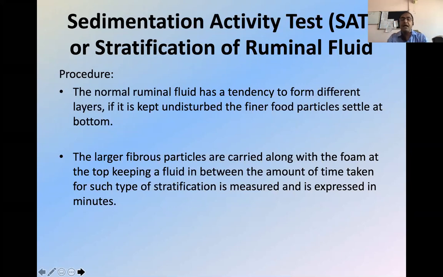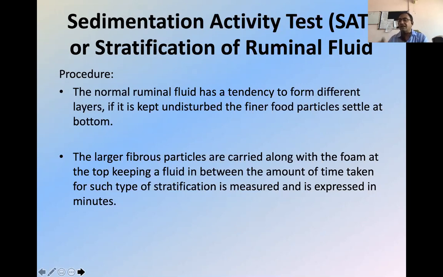It will settle on the top, and in between the fluid will be there, and the finer particles will be in the bottom. So we will measure the time it takes to form this stratification, whether it happens in a quicker manner or it takes some time. So that time is very, very important.